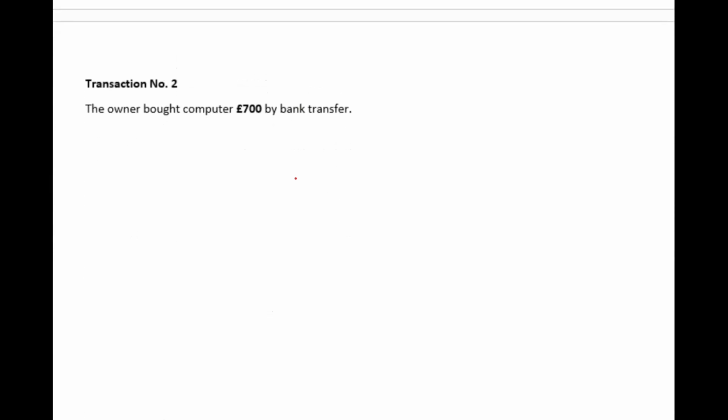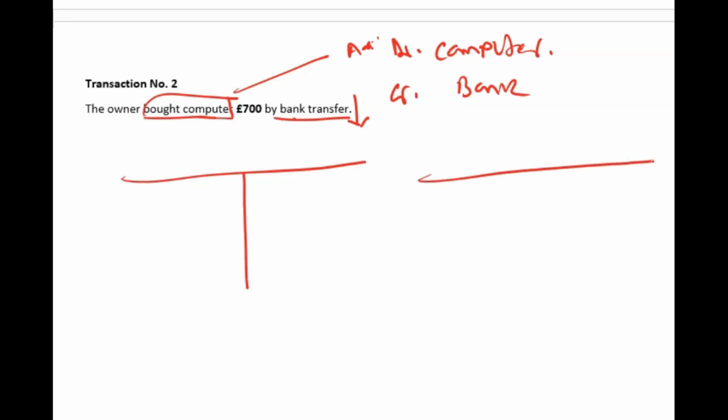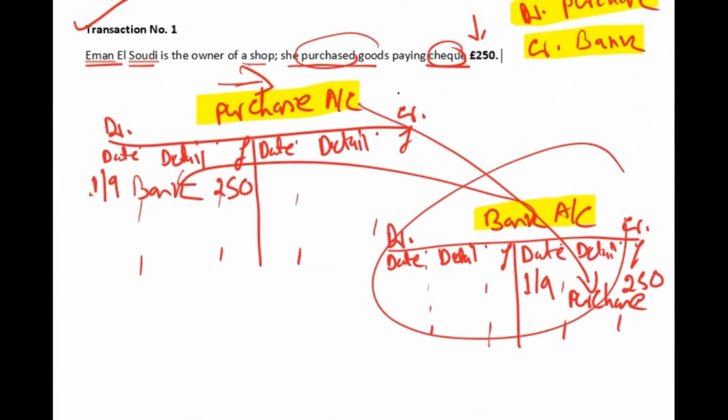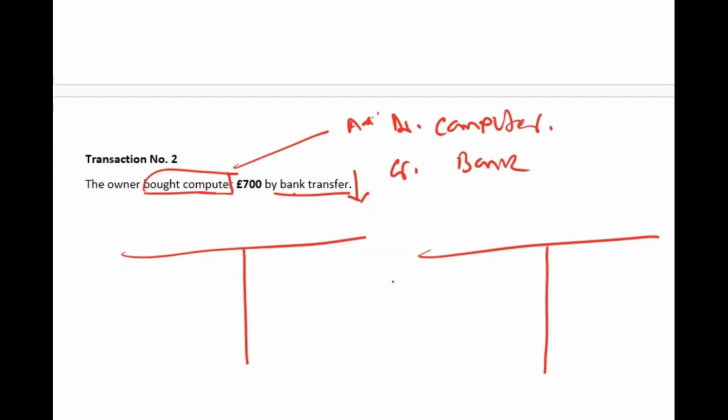Transaction number 2 will be very quick. The owner bought a computer by bank transfer. Now, computer is not goods, it's an asset, and assets are debit. So computer debit. And bank, again, bank is going down. Bank is a current asset, another asset going down, so it's credit. You're going to open a computer account and a bank account. We can still use the old bank account, you don't need to open a repeated account, but just for your learning purpose, at the very beginning, I'm going to use new T accounts.